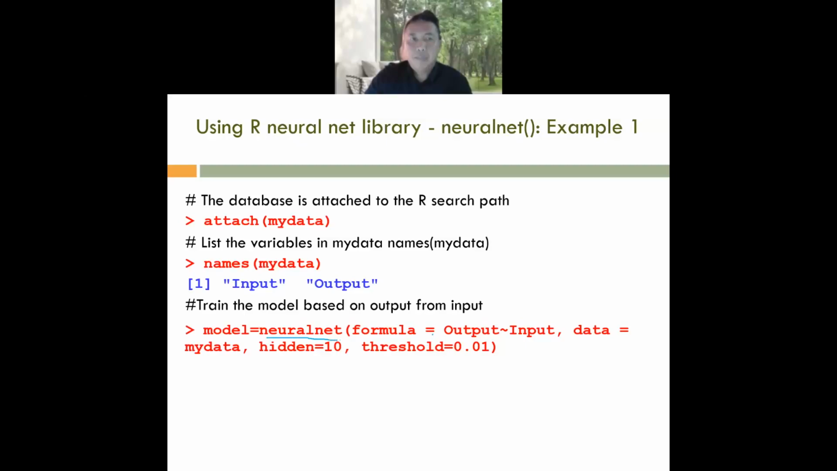If you look here, this is where we call the function, and the formula that we have is, because this is your dependent variable, we are trying to learn this function or this formula. The data that we use will be my data, and we have a hidden layer, so a single layer with 10 neurons. And this is the threshold of your activation function.